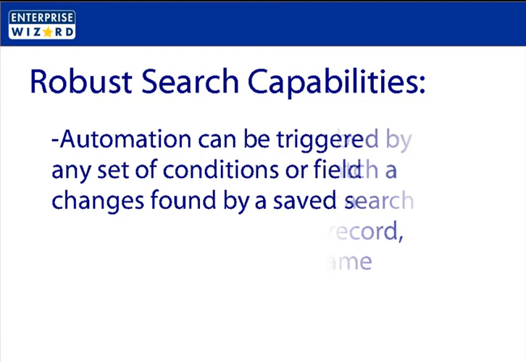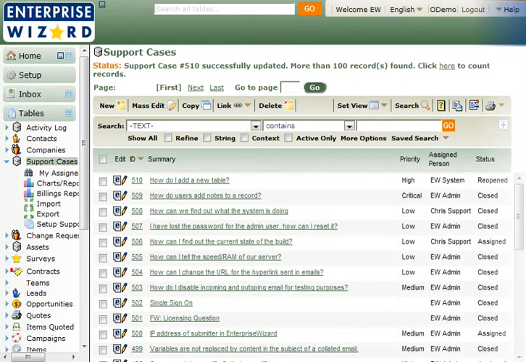Lastly, a business process automation product is only as good as its search capabilities. Why? Because automation may be required upon any specific change to a record, and the system needs to recognize that such a change has occurred. It does this by reviewing each record as it is changed or periodically searching for qualifying records. Let's look at a typical example of such automation.